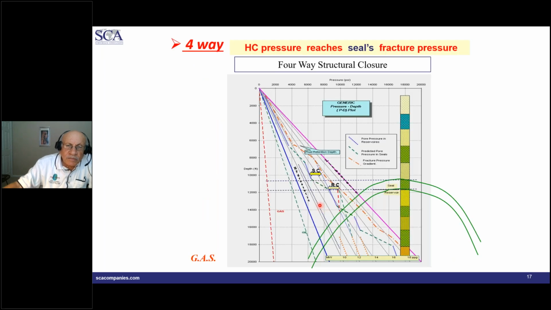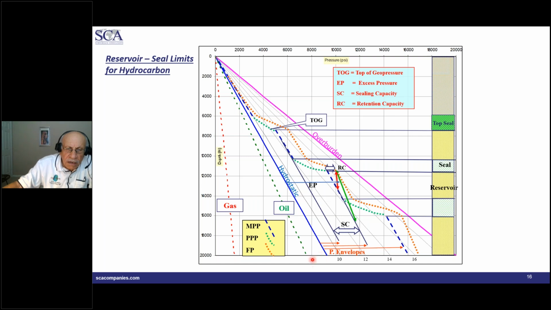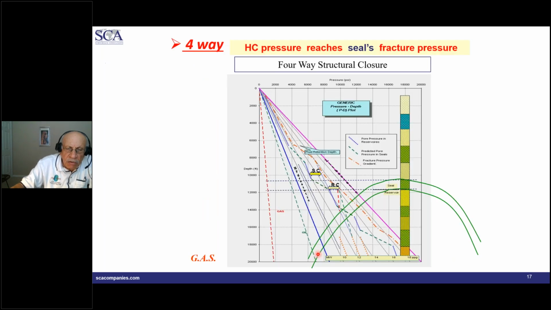But anyway, here is the four-way closure here, structure closure, and the same we saw here. I just put the closure on the top of it, right here. Here's our seal. Here our gas. Here our oil. What is that? Can that help in doing anything?